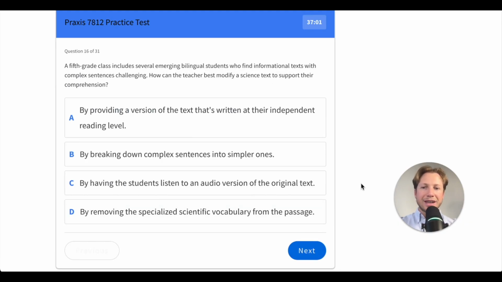Moving on to question number 16. This asks, a fifth grade class includes several emerging bilingual students who find informational texts with complex sentences challenging. How can the teacher best modify a sentence text to support their comprehension?